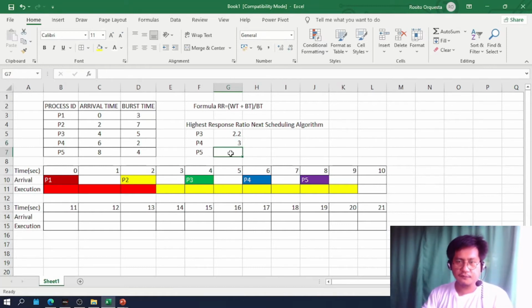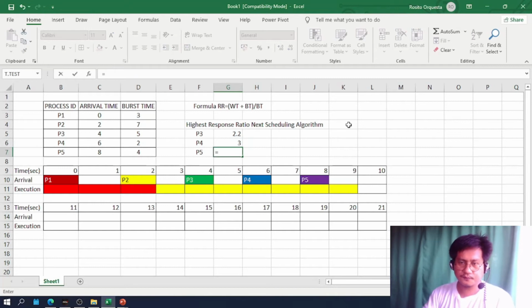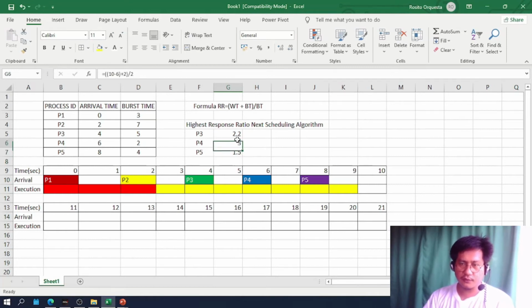And then for P5, still we compute 10, and subtract how many time slices: 1, 2, 3, 4, 5, 6, 7, 8. So 8 time slices are subtracted from 10, then add its own burst time, which is 4, and divide the result by its own burst time, which is 4. So we have 1.5, 3, and 2.2. As you can see in this result, the highest response ratio is on P4.